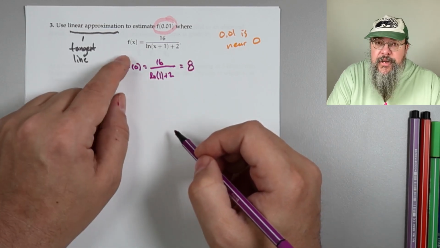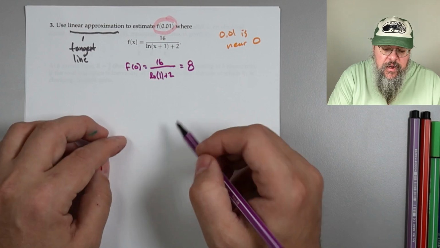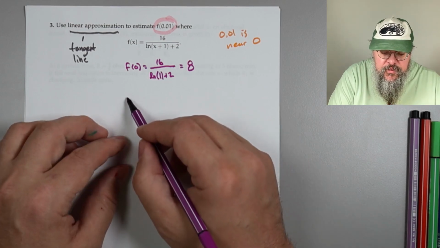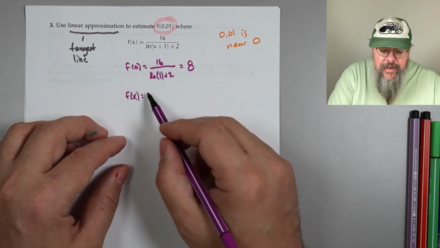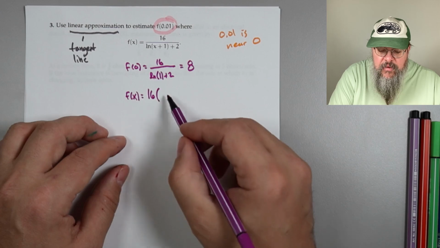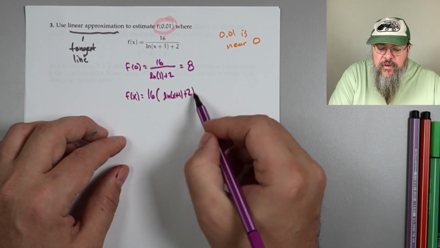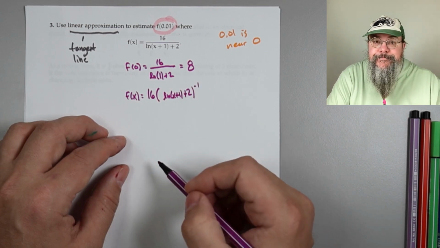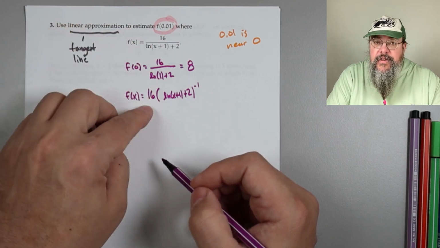Now, how do we take a derivative? You might think quotient rule. That's fine. Quotient rule works. I'm always a little bit hesitant with quotient rule, and so I'm going to think of this in a slightly different way. So 16 times the quantity log of x plus 1, plus 2, to the minus 1 power. Okay, it's true. This is the equivalent.